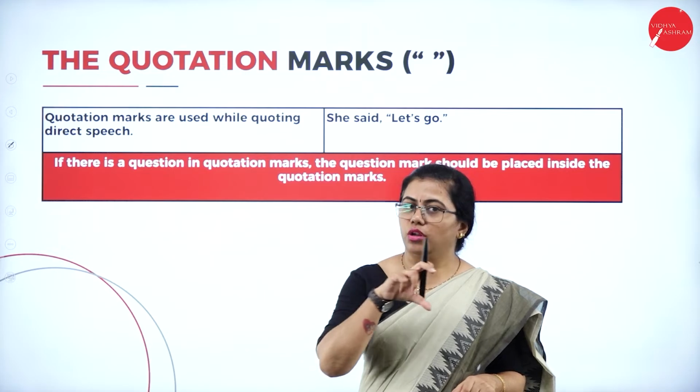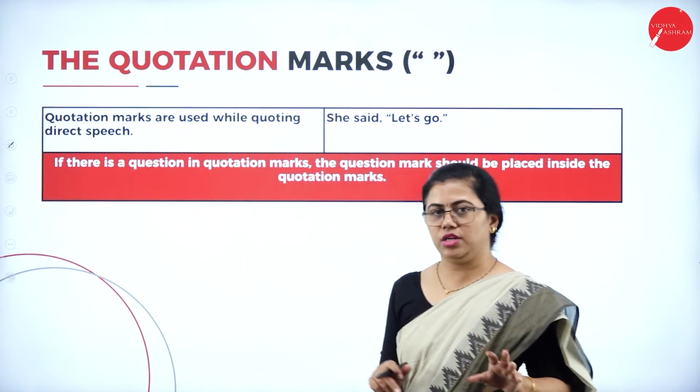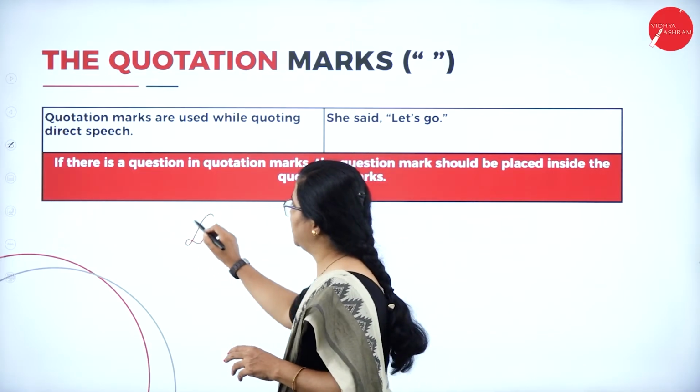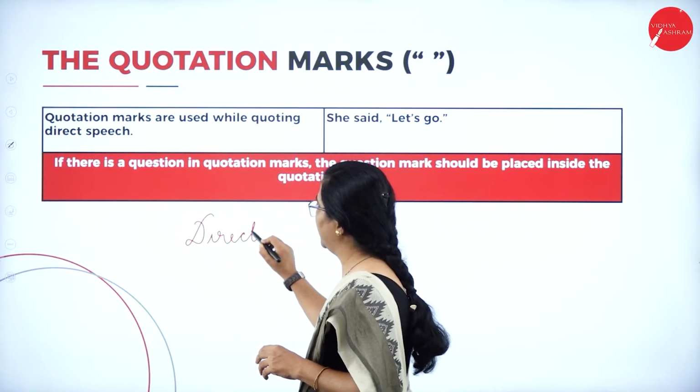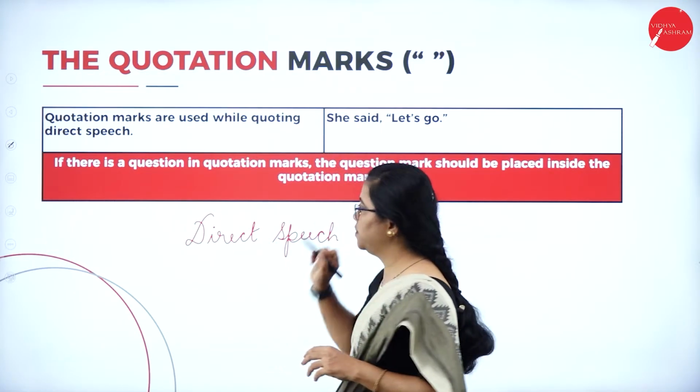Okay, so whenever you are quoting the same words, then you use quotation marks. I mean to say it is used in direct speech. It is not used in indirect speech. What does direct speech and indirect speech mean?